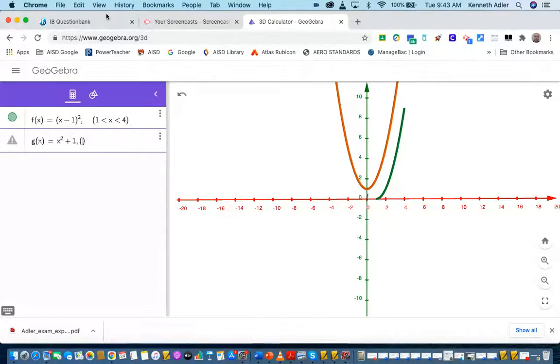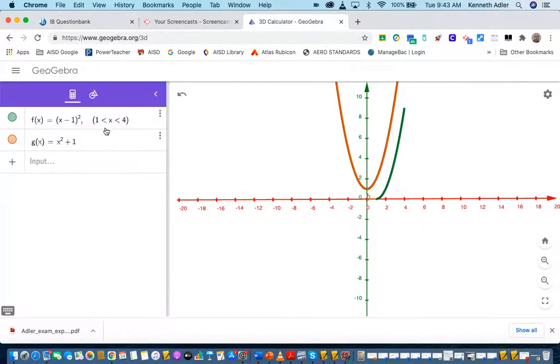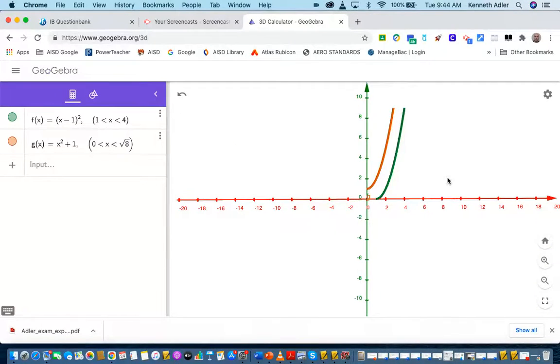We can see from my diagram, we can see from the question, it starts at 0, but it goes up to like 9. So what's the x value that will take this function to 9? Well, x squared plus 1 equals 9, x squared equals 8. Therefore, I need radical 8. No big deal, that's fine. Comma, open parentheses, 0 less than or equal to x less than or equal to, go to the calculator, the square root of 8. Nice. Let's close this. Oh, nice, it goes up there.